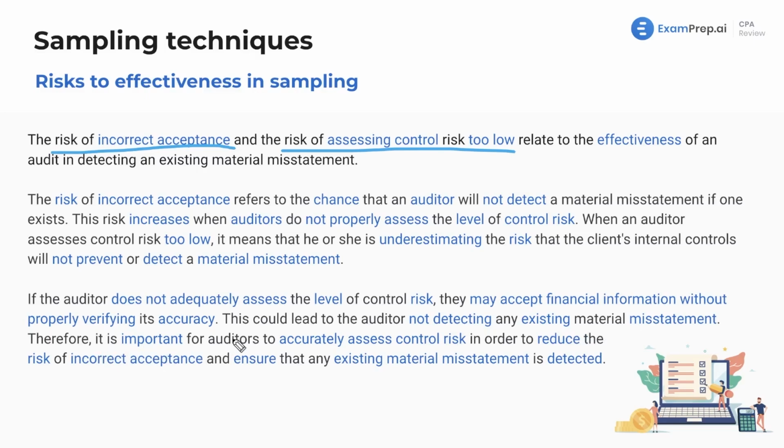Therefore, it's important for auditors to accurately assess control risk, no duh, in order to reduce the risk of incorrect acceptance and ensure that any existing material misstatement is detected. Just do your job. Do your job right. Make sure you catch any errors. That's what we're looking for here.